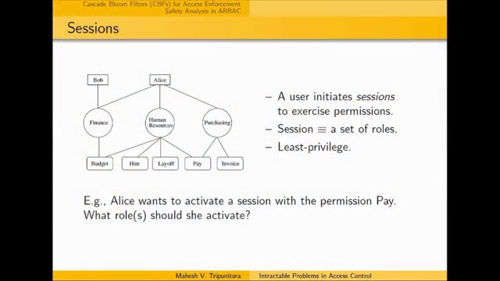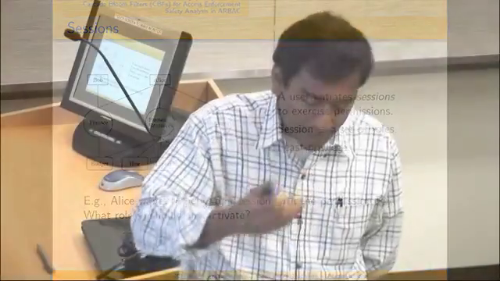So here's the issue. The way things are defined in RBAC and also in some real systems is, if a user wants to exercise permissions, she instantiates what we'll call a session. So if you download the Oracle database, for example, this is exactly how it works. What is a session? Well, a session is a set of roles. Now, the immediate question that arises is, if I'm a user, why don't I just establish a session that has all the permissions to which I'm authorized?